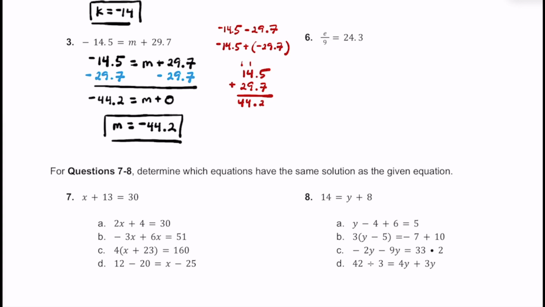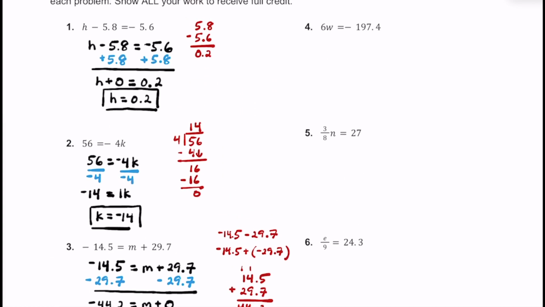All right. Here is number four. For number four, we have another one-step equation. This time it looks like we have multiplication, right? So this 6w means 6 times something, or 6 times w, is equal to this negative 197.4. So let's see, what's the inverse operation for multiplication? Well, that is going to be division. The goal here is going to be to get 1 as a coefficient. So let's go ahead and divide both sides by 6.